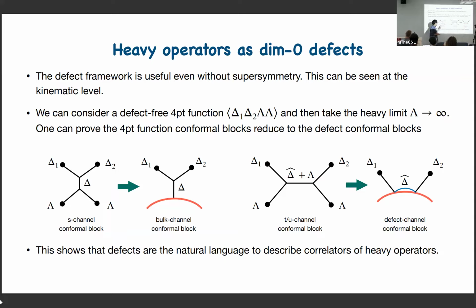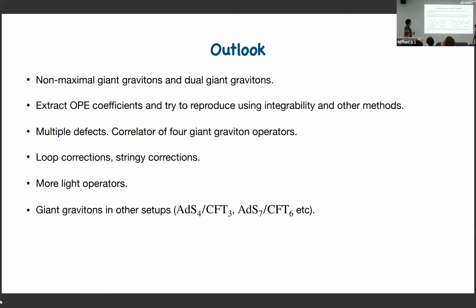So the picture is essentially you have some sort of heavy background and you have fluctuation above that background. So once you subtract the background, you get the defect channel conformal block. This is a purely kinematic statement because it just involves conformal blocks, and it tells you that whenever you're looking at heavy-light operators, the most natural way to think about them is to describe them as defects.